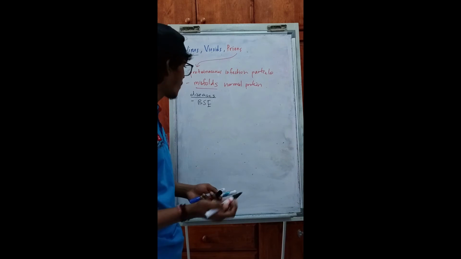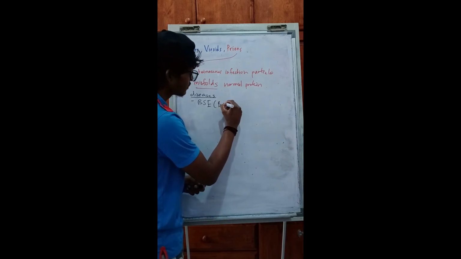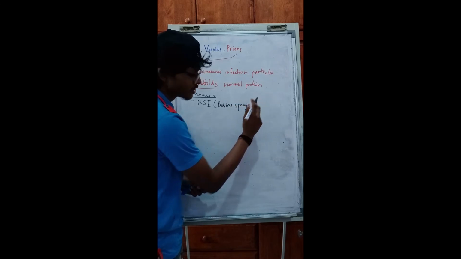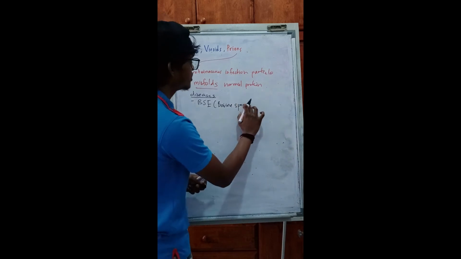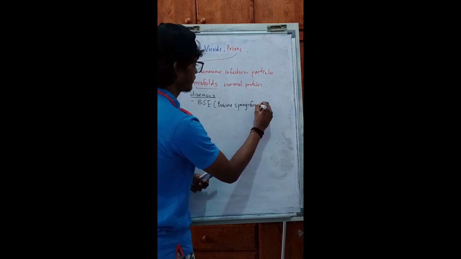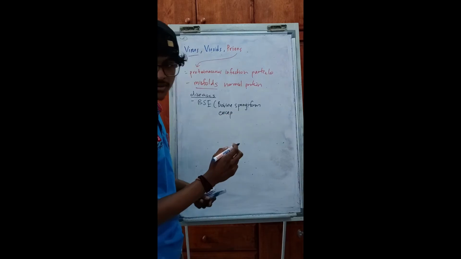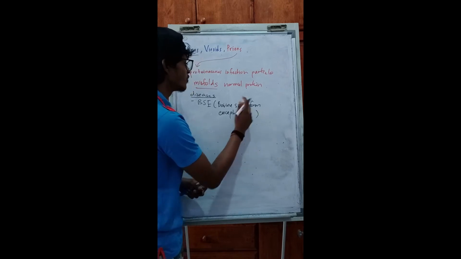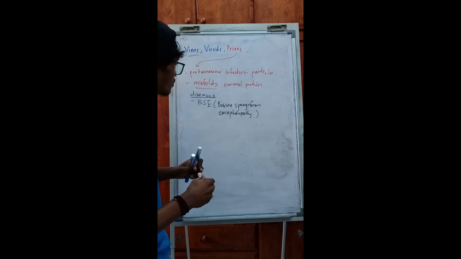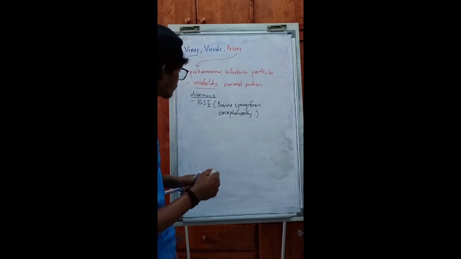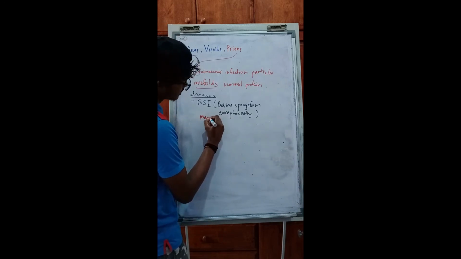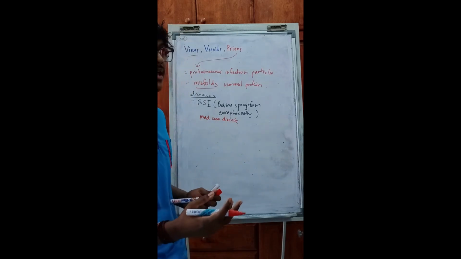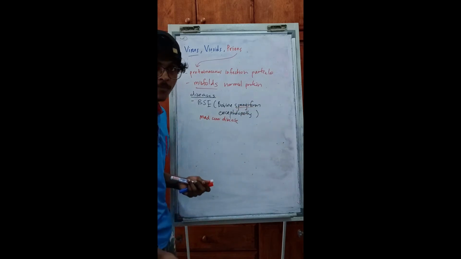BSE stands for bovine spongiform encephalopathy, also known as mad cow disease. This occurred in cows, whereby the cows will be trembling, having tremors, and spongiform refers to the brain.